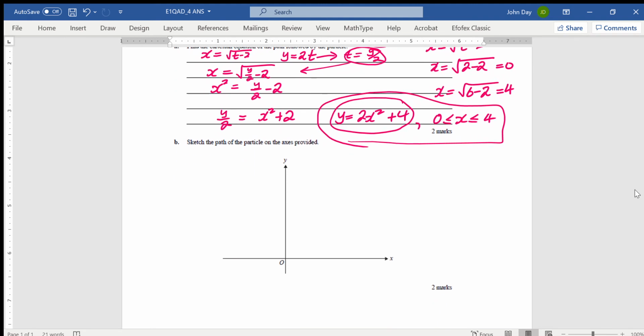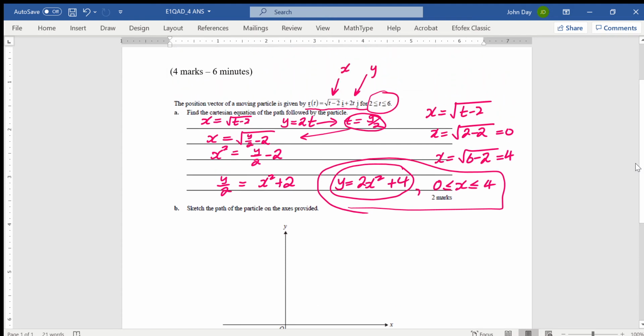Sketch the path of the particle on the axes provided. All right, so if it goes across to 4, x is 4 because 6, x is 6 minus root 4 is 2. Actually, it goes across to 2. I'm glad I checked up on myself then. Root of 4 is 2. So it actually goes between 0 and 2.